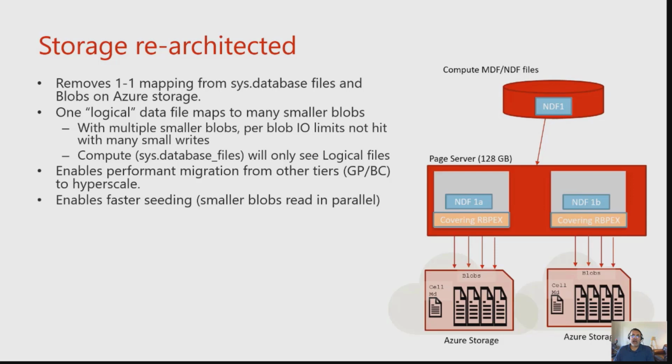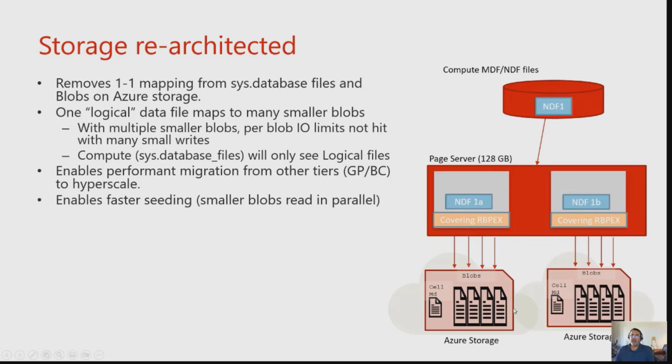And the reason it was done that way was to remove any scalability limits that a single large blob would have on Azure storage. So what the compute sees as an NDF file, in sys.database_files, is now broken down into chunks. And each of these chunks, the page server still covers a 128 gig chunk, but the file itself, if it's a half a terabyte or 1 terabyte file on the compute, is broken into multiple chunks, which are then broken into 4 gig or small size blobs.